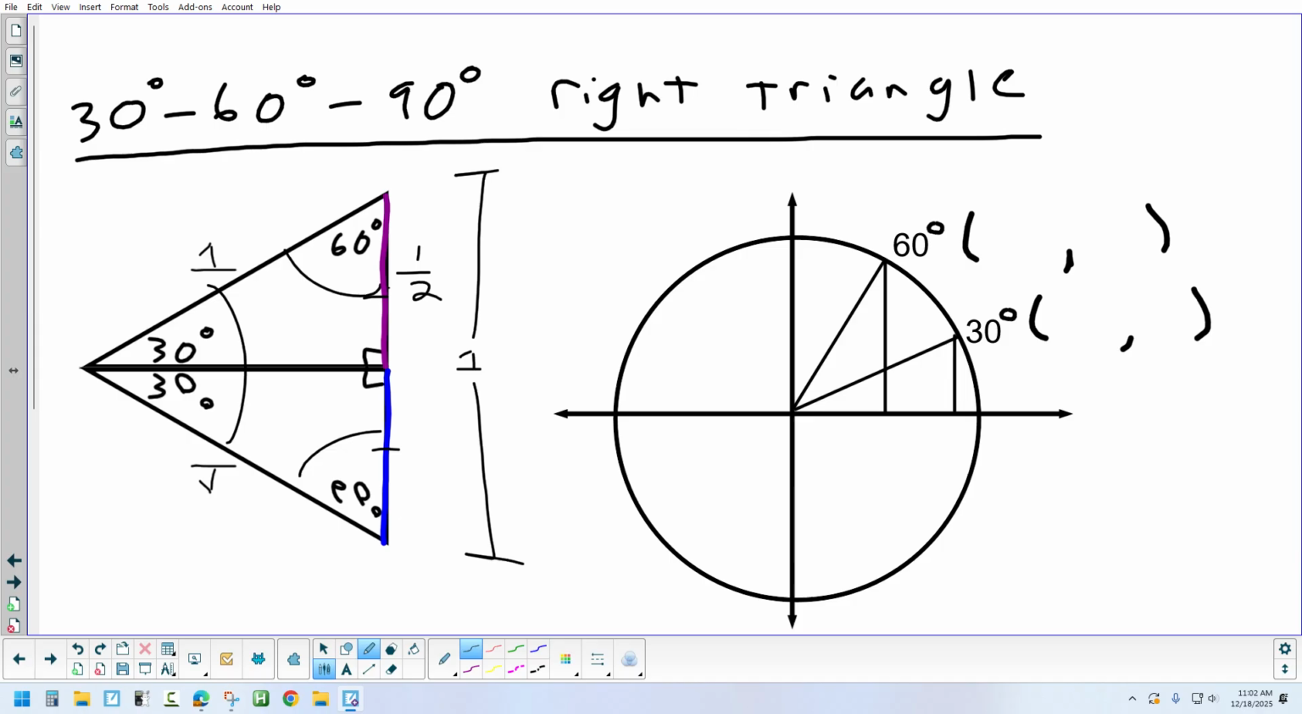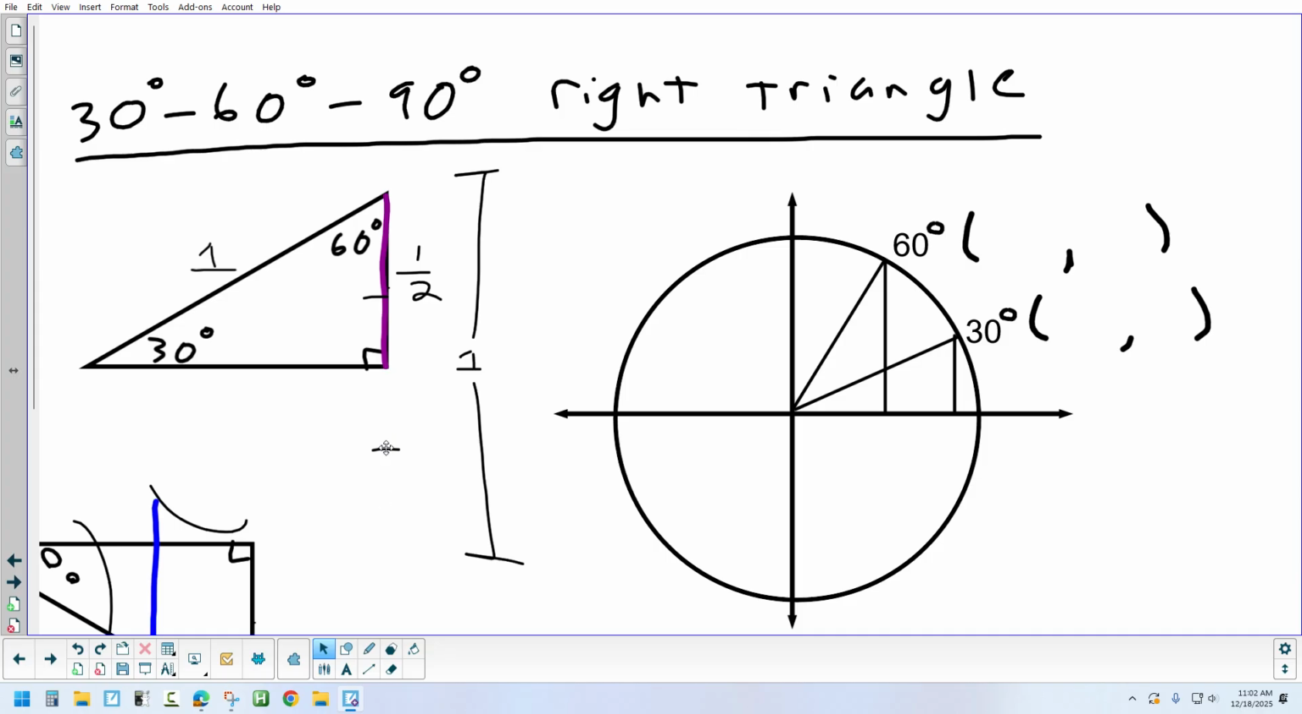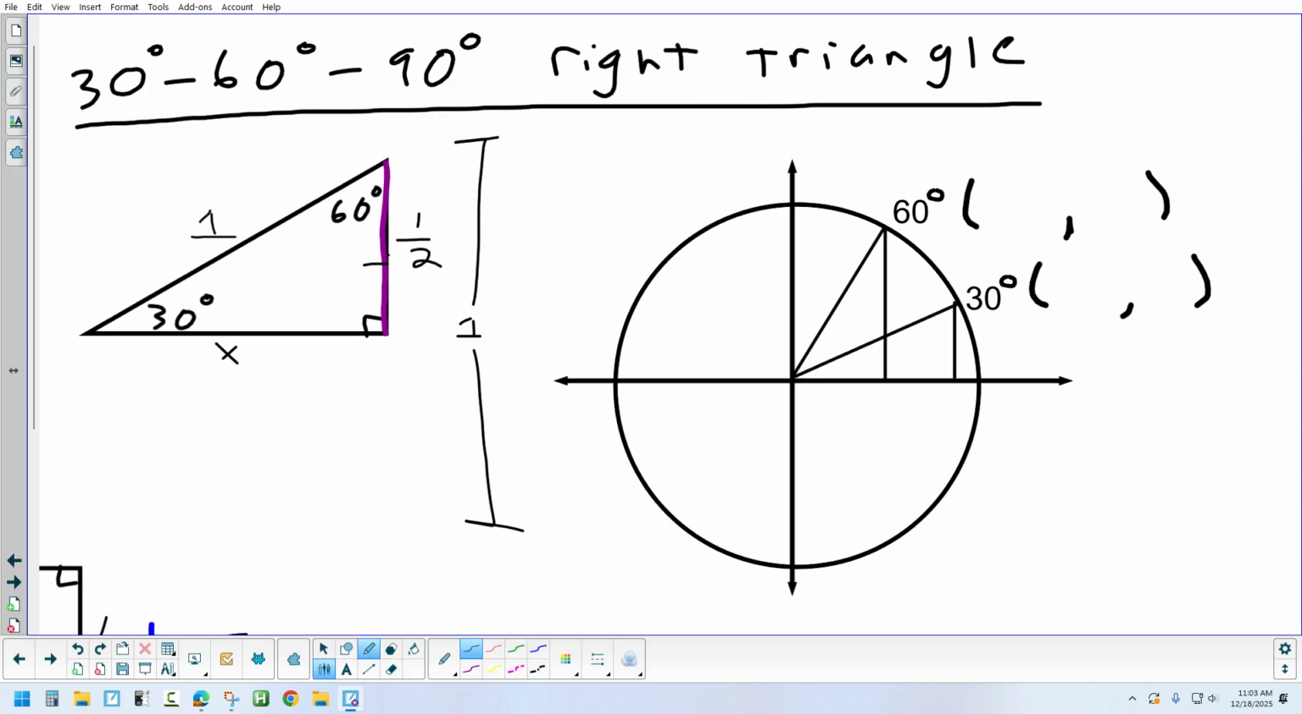Okay, we don't need the bottom triangle anymore. You can leave it or move it, but that's what we need. What could we call the bottom side now? Sure, let's call it x. And what would be the formula that we could set up to solve for x? 1 squared equals 1/2 squared plus x squared.